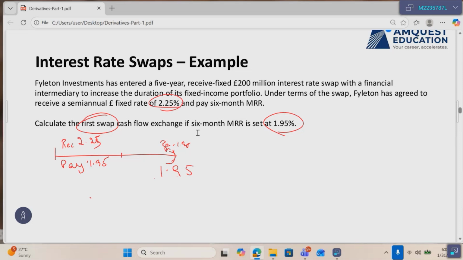Okay. Now, what is the swap cash flow exchange? Simple. Find out that after 6 months, how much he has to receive and pay based on the details. Okay. So the cash flow is set at 1.95. So go on, who can find the numbers for this? So here I'm paying every 6 months. So what's the flow in that?